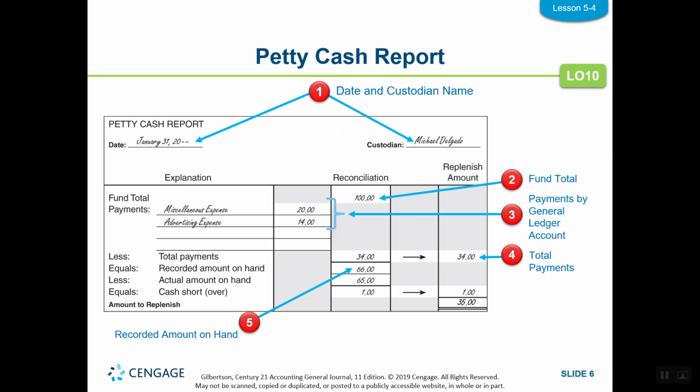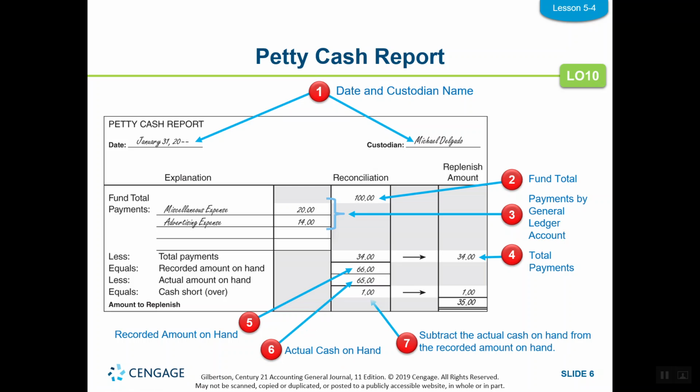Okay, we subtract our total amount that we used from our original amount, and that gets our amount that we should have on hand. Then we count the cash that we have. In this case, it was $65, and we subtract that from the original amount, and we find out that we're $1 short. Okay, so we move that dollar over, and we add it to our total payments to get our total amount to replenish.